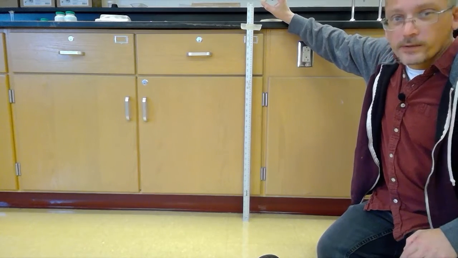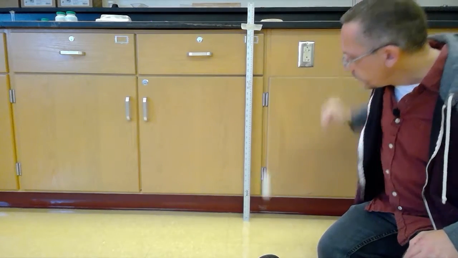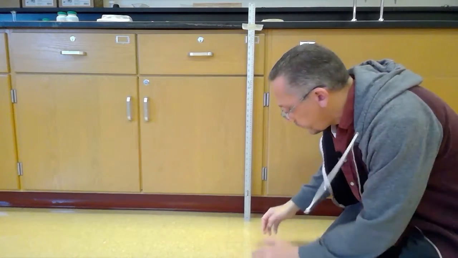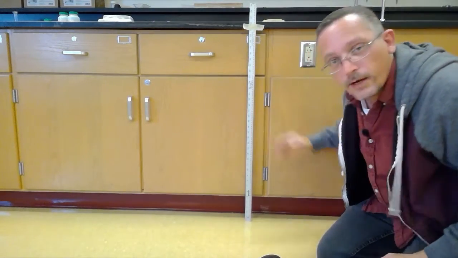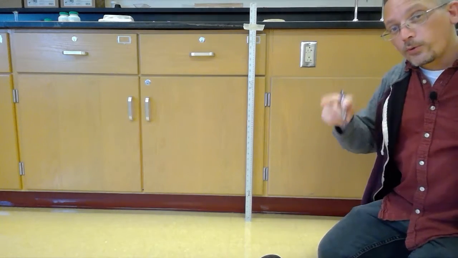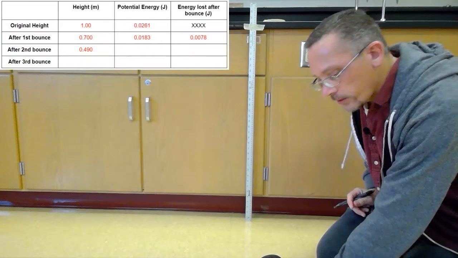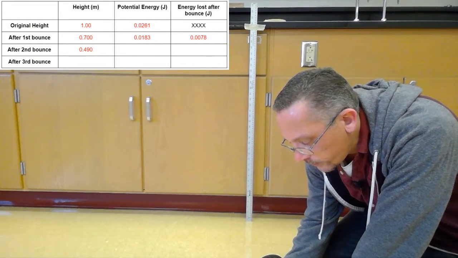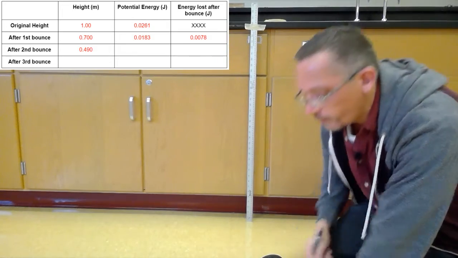So I'm going to put it right back up there at 1 meter. 1, 2, right about there. So that was right about 49 centimeters, 0.490 meters. So after the second bounce, in my data table, 0.490 meters.